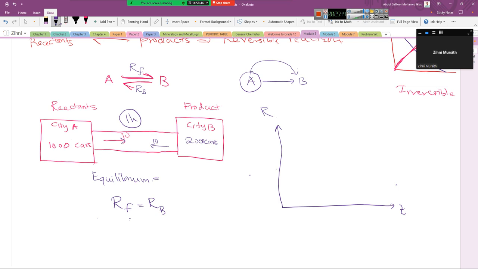Now, will the number of cars in city A and city B change? No. Did you understand my question? No, it won't change, because 10 are leaving and 10 are being added. So the total number of cars in city A and city B will be constant. They will be the same, not change. But the traveling is happening. So we say in a reversible reaction, what will happen?